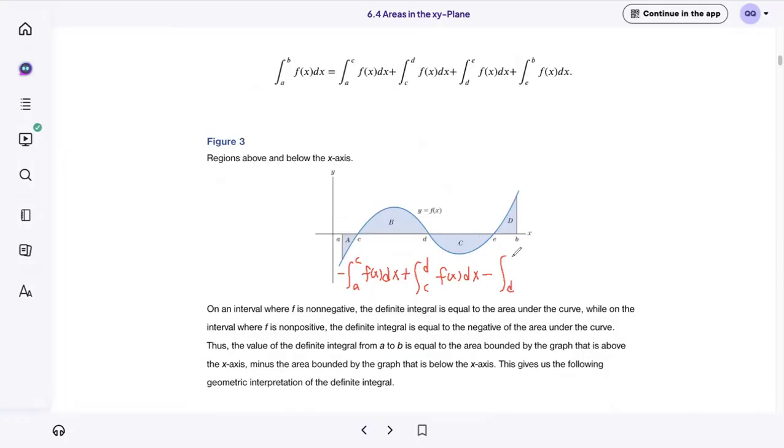So from D to E, we do negative, negative. So if it's under the x-axis, we put a negative sign. Then plus from E to B, f of x dx. But if it's above the x-axis, we take a positive. If it's below the x-axis, we negate the negative, so it becomes positive.